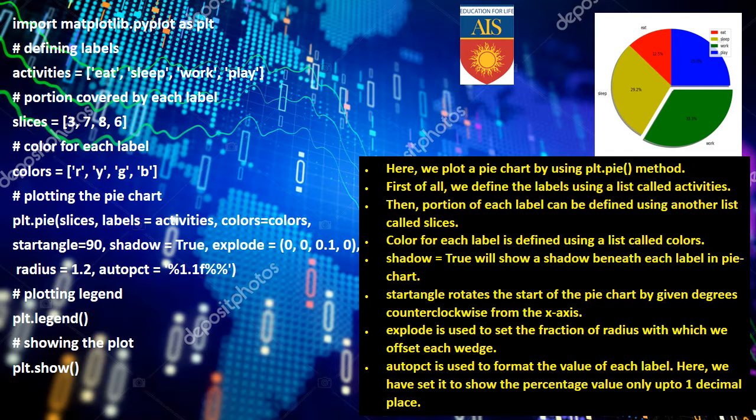Explode is used to set the fraction of the radius with which we offset each wedge. Autopct is used to format the value of each label. Here we have set it to show the percentage value only up to 1 decimal place.